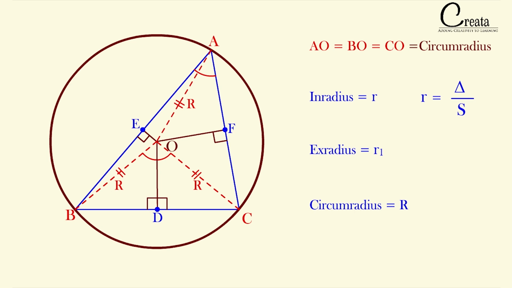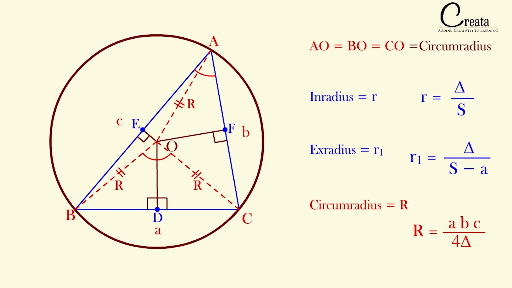The formula of inradius is r is equal to area of triangle upon the semi-perimeter of the triangle. And the exradius we have seen as the area of the triangle upon the semi-perimeter minus a. Now we will see the formula of circumradius. For that, let's denote the 3 sides of the triangle as a, b and c. The formula of circumradius is a into b into c upon 4 times the area of the triangle ABC.